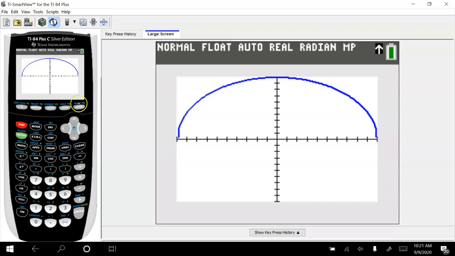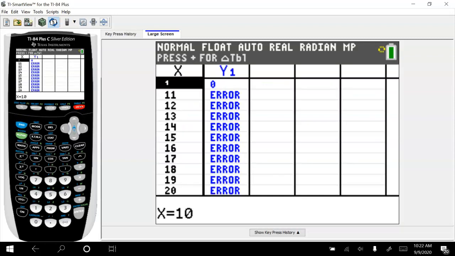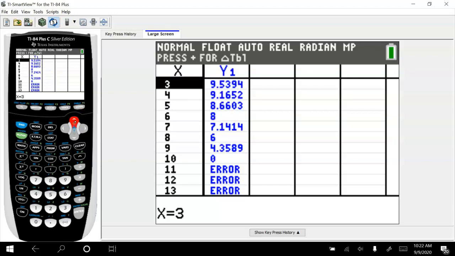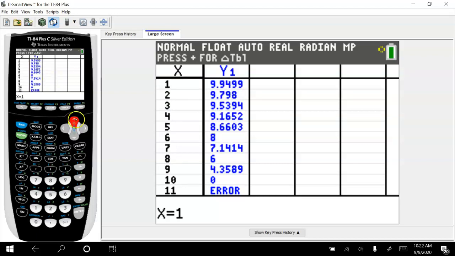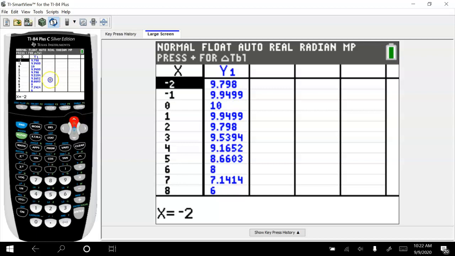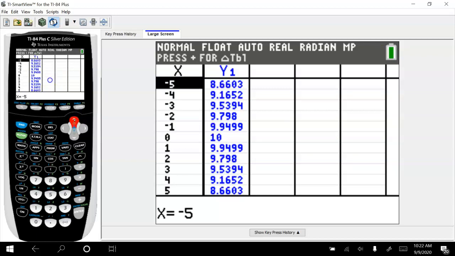So we're going to go to our table, so hit second, and then get to the table. Now, as you can see, when we get to 11, we get an error. If you think 11 squared is 121, and 100 minus 121 is negative 21, and we can't take the square root of a negative. So we can kind of look at those values as we scroll up and down.